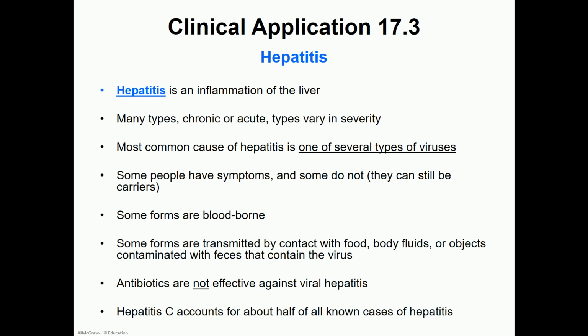Now, hepatitis is the inflammation of the liver, and the most common kinds are viral hepatitis. They can be acute or chronic. Acute basically means the patient gets sick, and they get better and they're fine. There are no signs or symptoms after the attack. Chronic conditions are a little bit different.